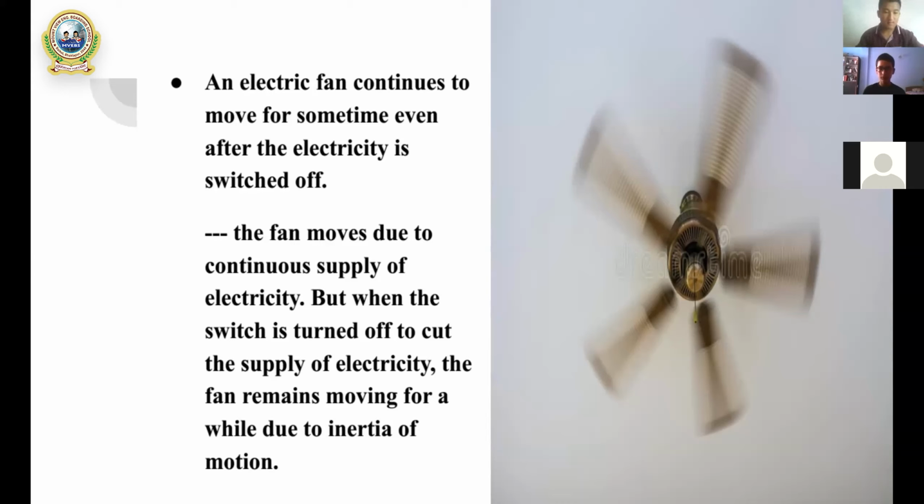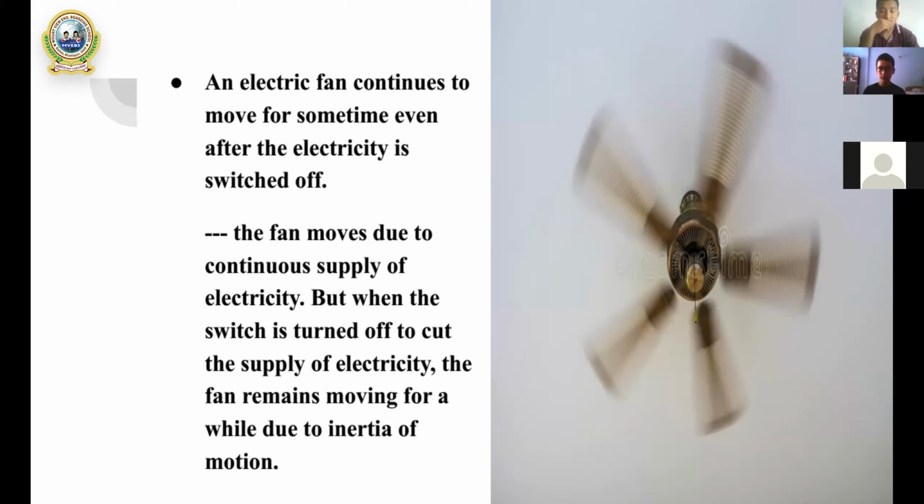This is also because of what? Inertia of motion. The fan moves, everybody knows, by the energy given by the electricity. By the continuous supply of electricity, that means by the applied force, by the energy, the fan comes into motion. As the fan acquires the state of motion, it continuously moves.